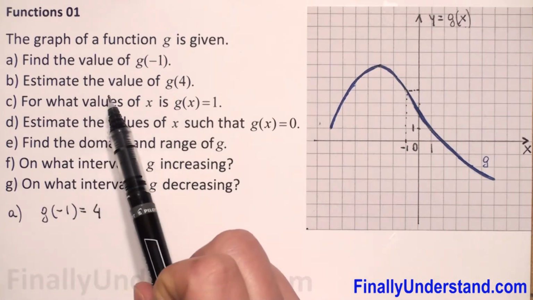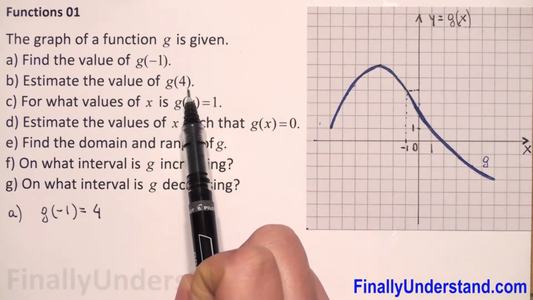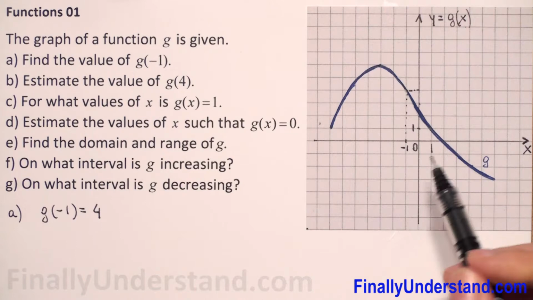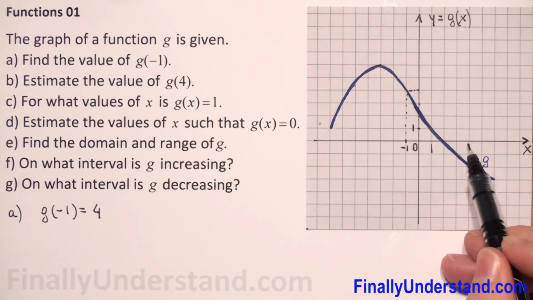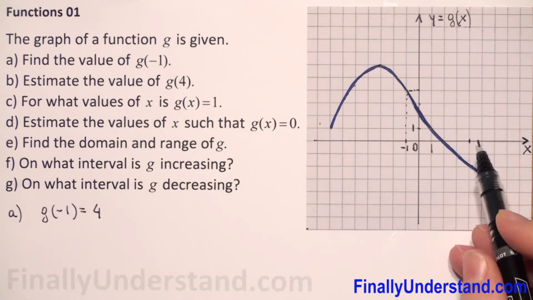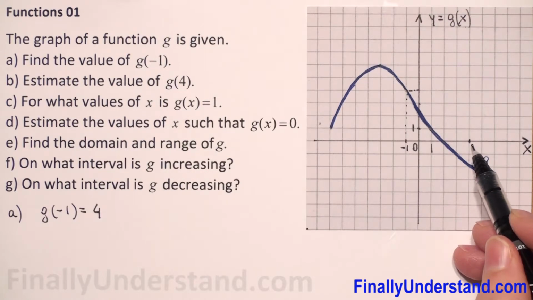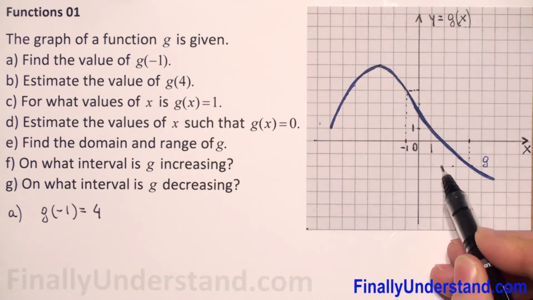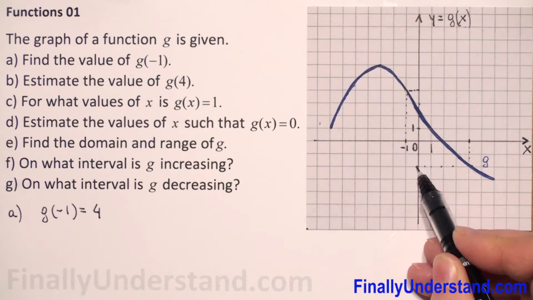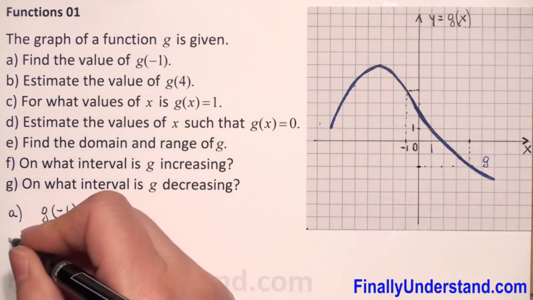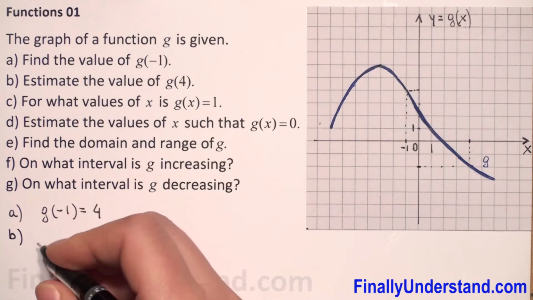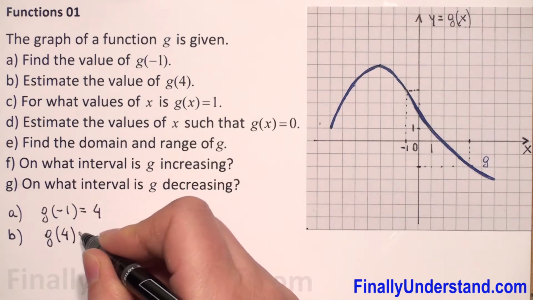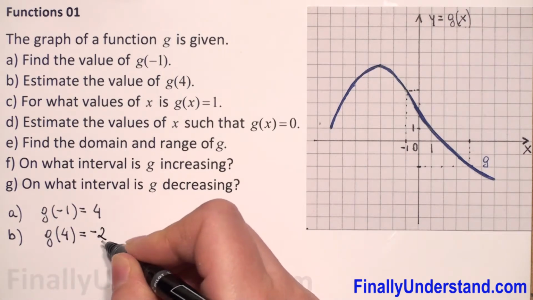Now we have to estimate the value of g of 4. So first we have to find where x is equal to 4. We have 1, 2, 3, 4. And the value of g of 4 will be, we can say, almost, let's check. This is -1, this will be -2. So let me write. The answer for B will be g of 4 is equal to -2.